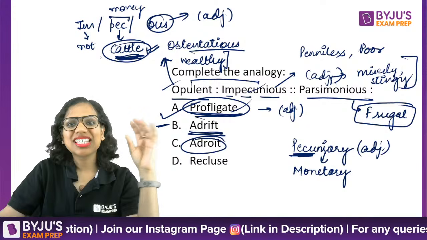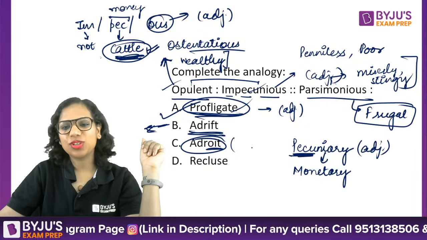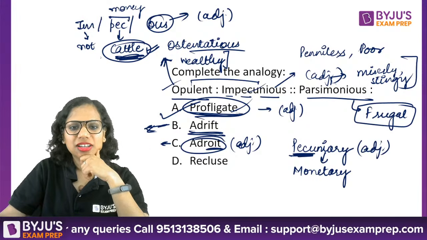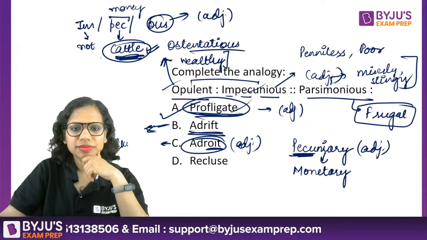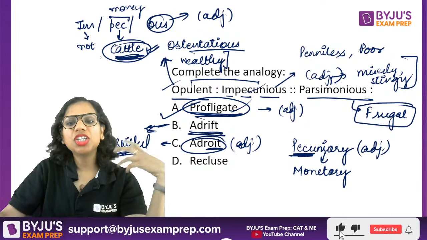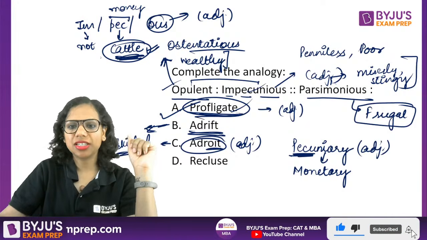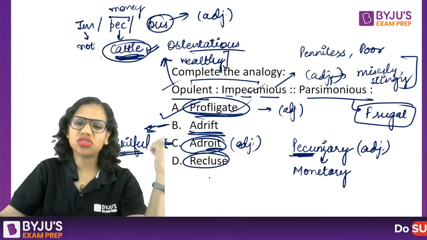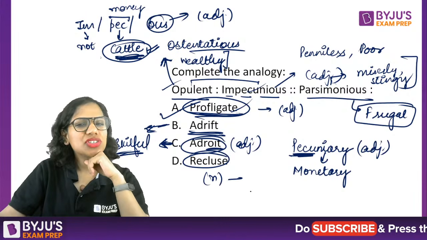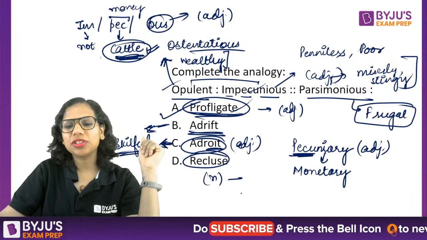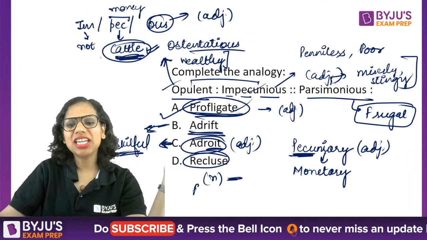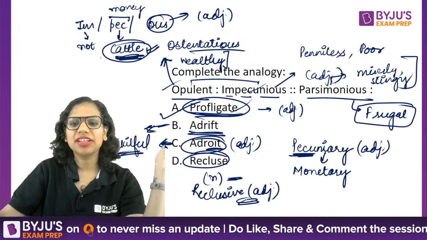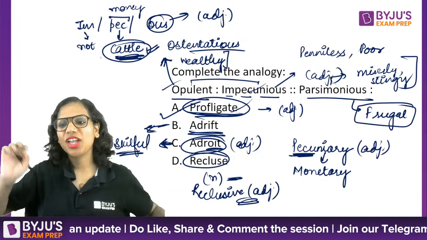Adroit means skillful. An adroit player, let's say. An adroit worker. Particularly it was used for the use of hands earlier, but now it simply means skillful. Recluse. A recluse is a person who doesn't like to meet a lot of people, right? Reclusive is the adjective. That person is a recluse.